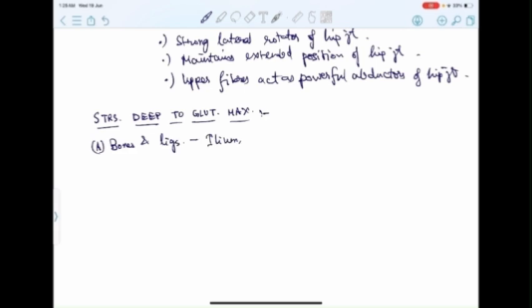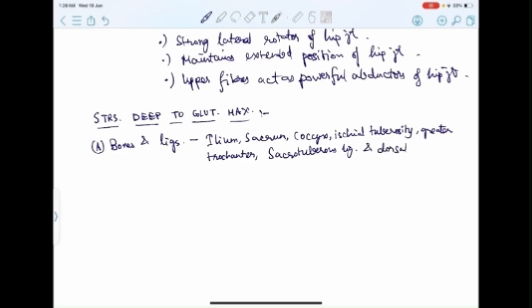ilium, sacrum, coccyx, ischial tuberosity, greater trochanter, sacrotuberous ligament, and dorsal sacroiliac ligament.